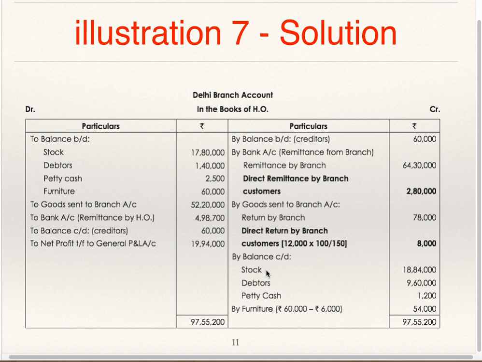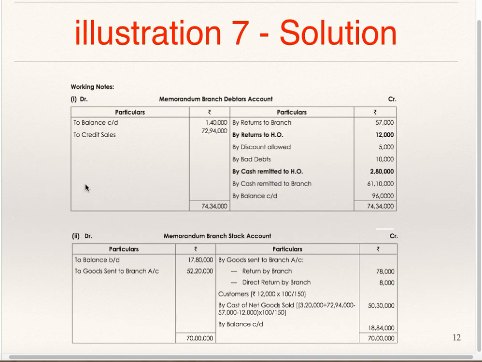Now, balance carried down: stock, debtors, petty cash and furniture. Out of that, petty cash there will not be any change. Stock and debtors account we will see as a working note. Memorandum debtors account: balance brought down, to balance brought down. Carried down is wrong. To balance brought down, to credit sales.